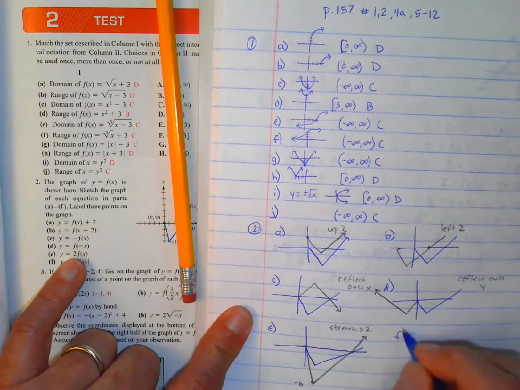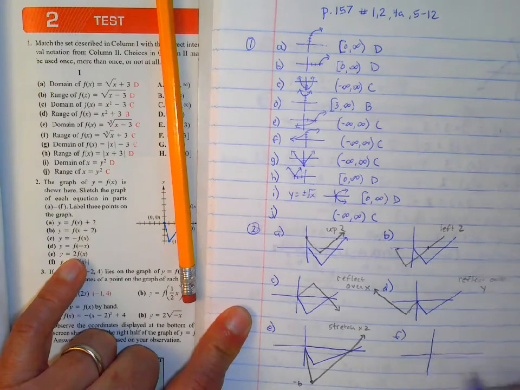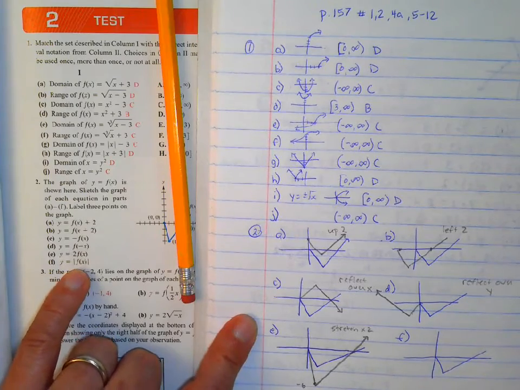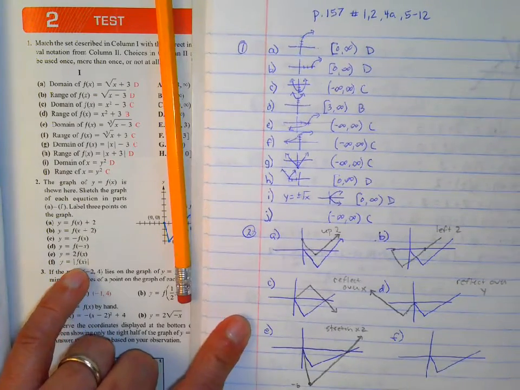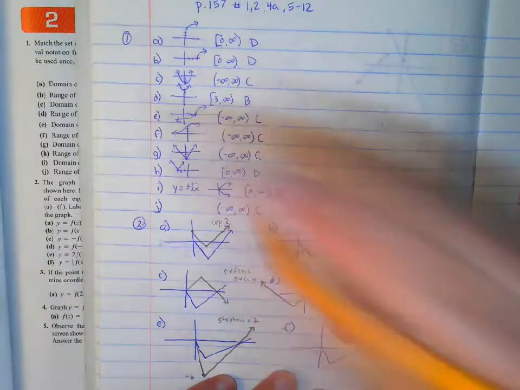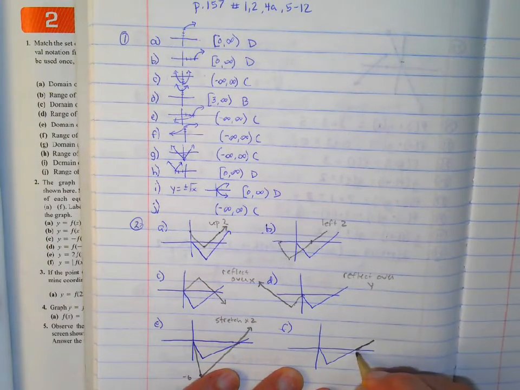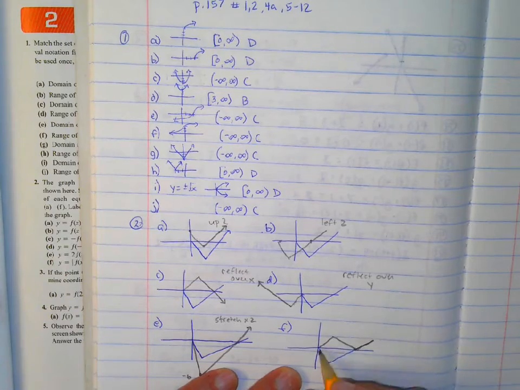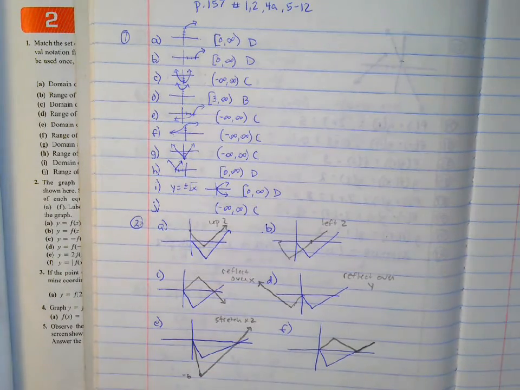F. Okay, it's the absolute value. So remember, absolute value makes everything positive. So this part will still stay the same, but this part will be positive, so it'll just be reflected like this. So it'll be like that. Okay, that's number 2.